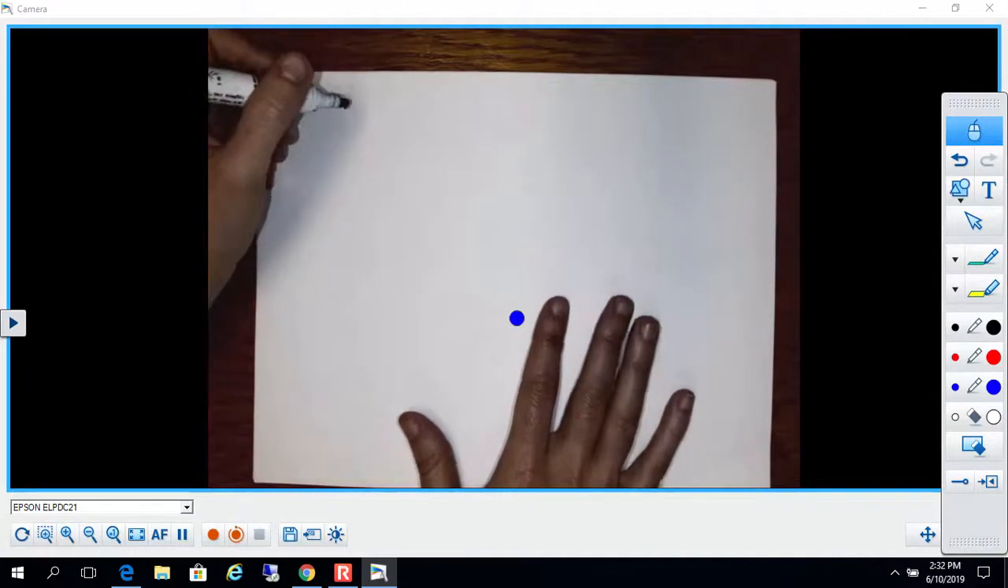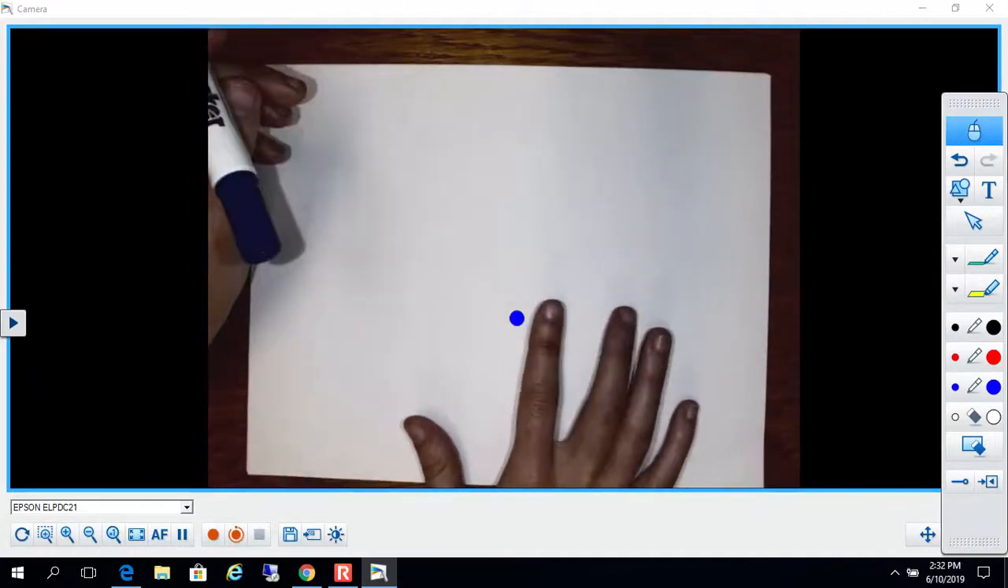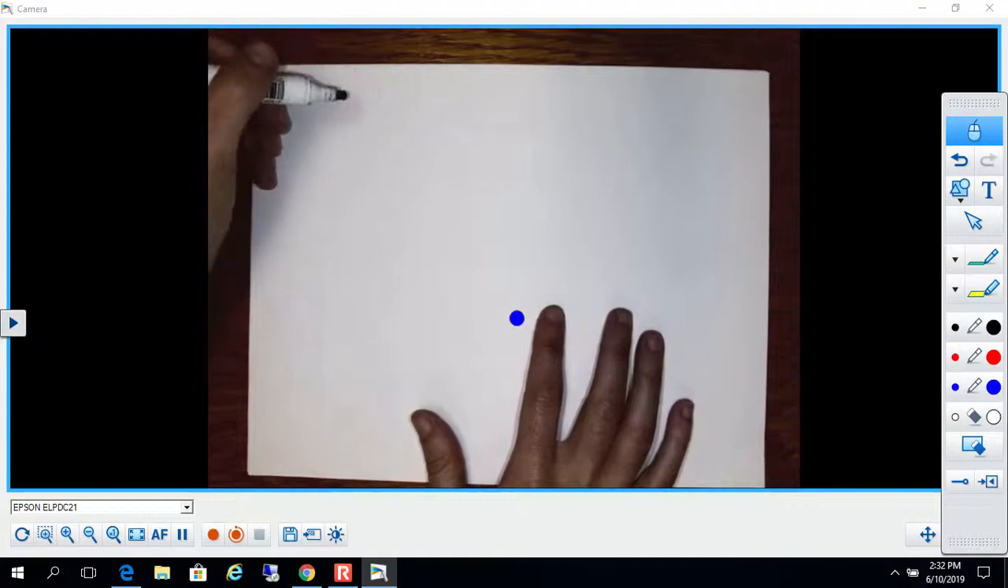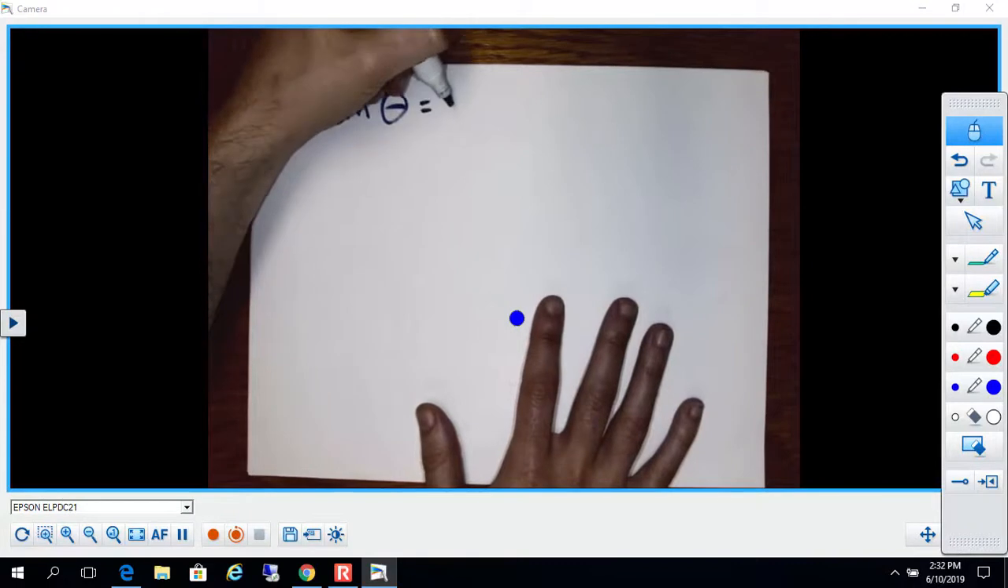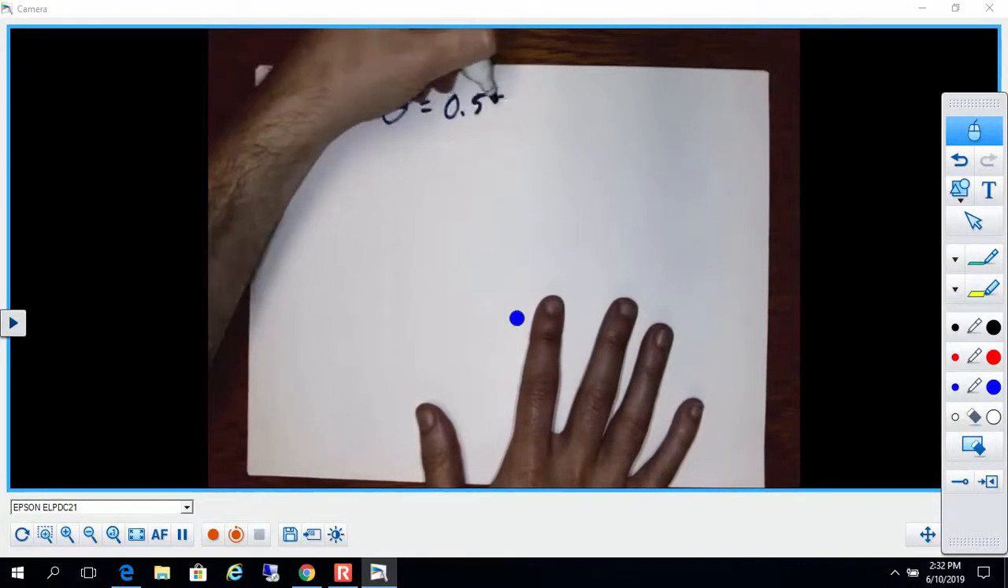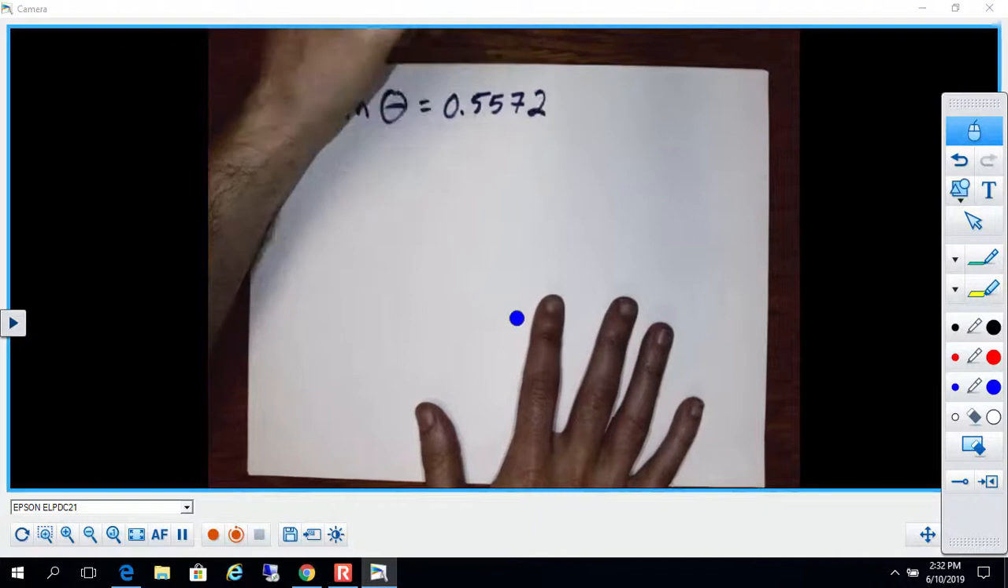So what was it? It was sine theta equals 0.5572. I wanted the inverse.